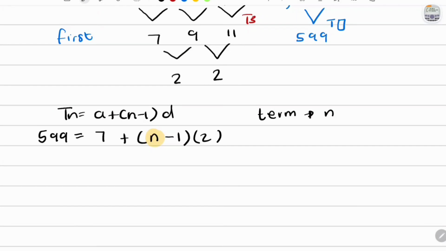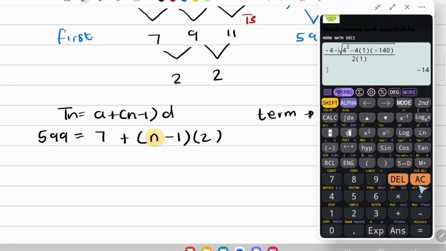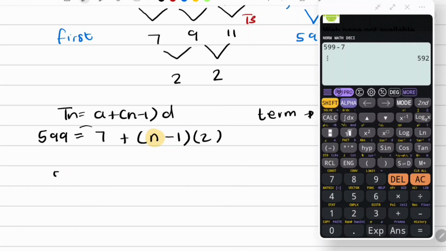Okay, so to solve for n, let's try taking 7 over. 599 minus 7, I'm just going to simplify already on screen. So minus 7 is 592. So I take that over, it becomes 592 is equal to (n minus 1) multiplied by 2. Now you could distribute, or we could rewrite it like this. This is 2 terms being multiplied by 1 term. You could rewrite it like this: 2 multiplied by (n minus 1). That's the same thing we wrote here.